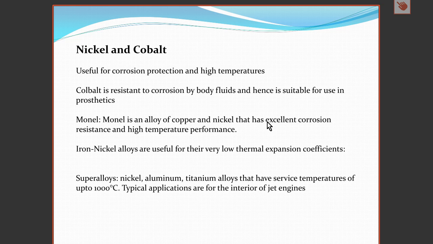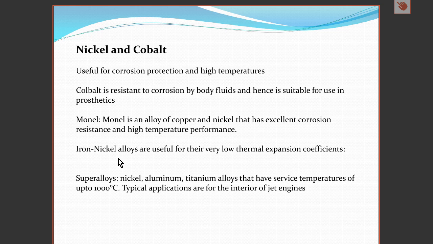Next class of materials we want to look at are nickel and cobalt. Cobalt is resistant to corrosion by body fluids and is used in prosthetics. An interesting alloy is Monel, which is an alloy of copper and nickel that has excellent corrosion resistance. Iron-nickel alloys, one of which is called Invar, are very useful for the low thermal expansion coefficients, and they're used quite extensively now in aircraft production as molds, permanent molds for composite parts.